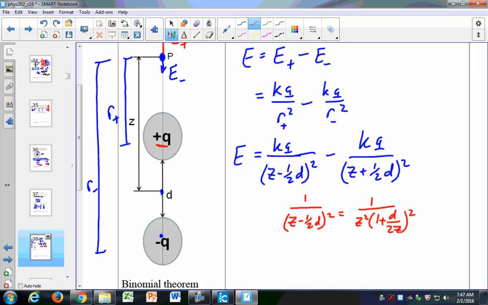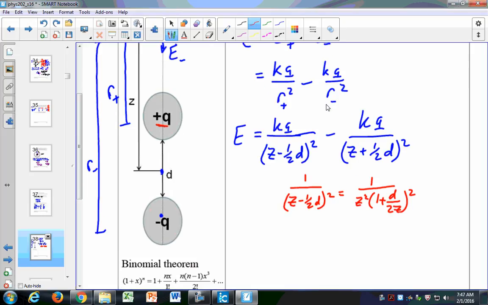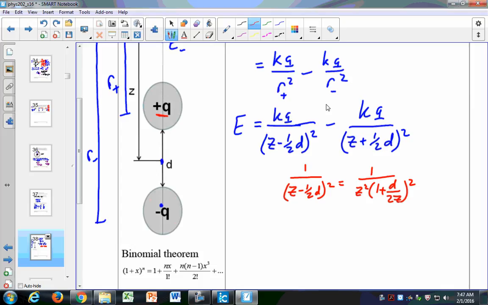If you don't see that right away, that's not a big deal. But that's what I've done there: I've just factored a z squared out of that denominator. And I can also make an approximation that when z is much, much greater than d, that's also saying that d over 2z is much, much less than 1. If z is a lot bigger than d, then d over z is a lot less than 1. If that is true, then I can use the binomial theorem.